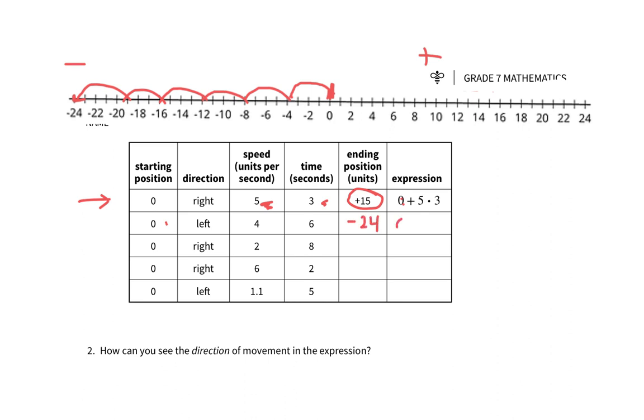Our expression is its starting position plus, maybe we say let's go -5 times 3. Nope, sorry, -6 times 4. Or we could say 0 minus 6 times 4. Okay, it ends up at -24. So fill in the other columns and then answer the question.